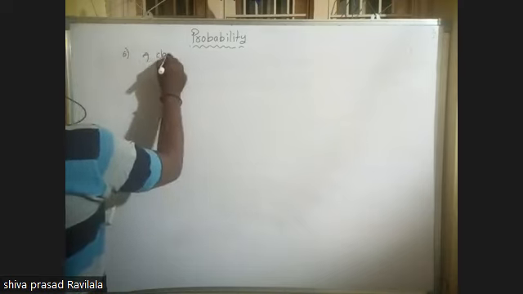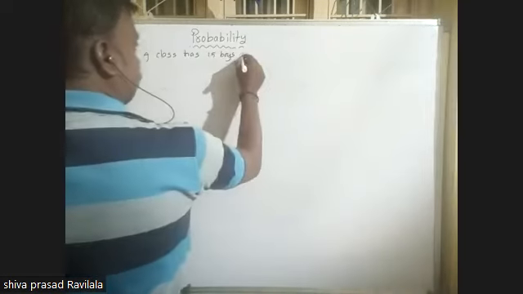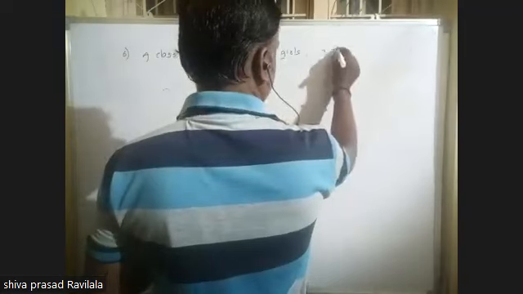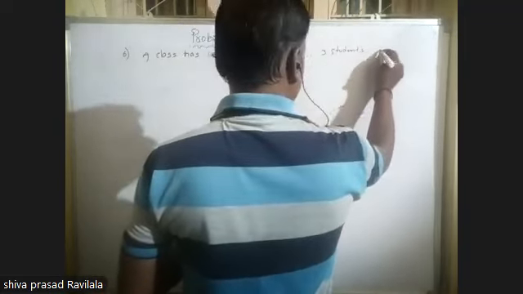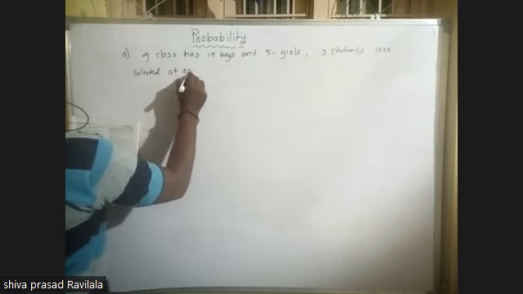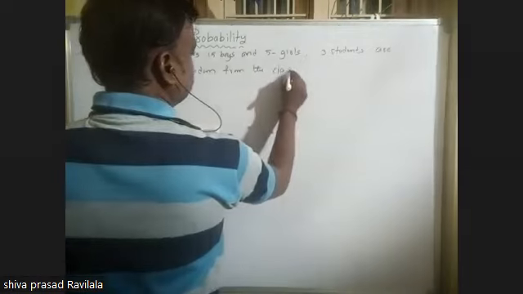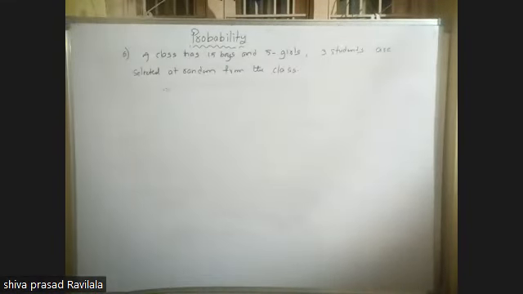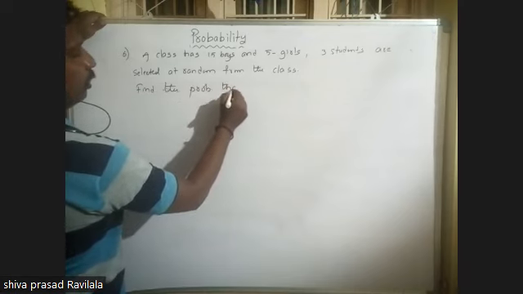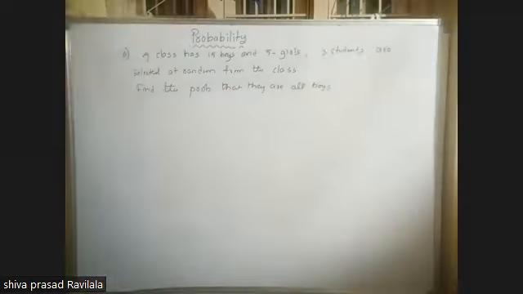A class has 15 boys and 5 girls. Suppose 3 students are selected at random from the class. Randomly, I am selecting 3 students. Find the probability that they are all boys.